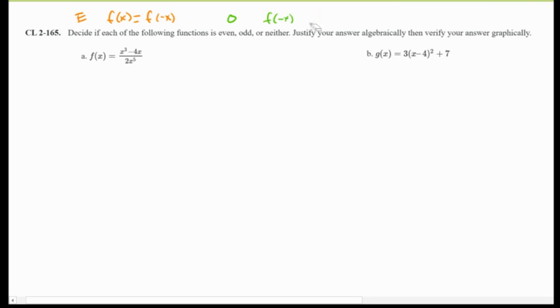So let me rewrite that. Negative f of x. So that's really what I'm going to check using algebra here to see if they're even or odd. So first one, I'm just going to plug in negative x to the power of 3 minus 4. That's wrong.